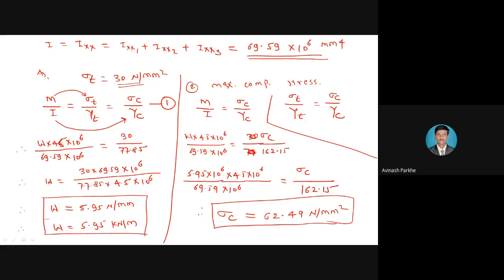Okay. If I use the second combination, which one? Let us see. Sigma T upon YT is equal to sigma C upon YC. So put the value of sigma T, 30. YT is equal to 77.85. Sigma C we have to calculate. YC, 162.15. Now by using this particular combination, please check your answers whether it is similar to the previous one or different.